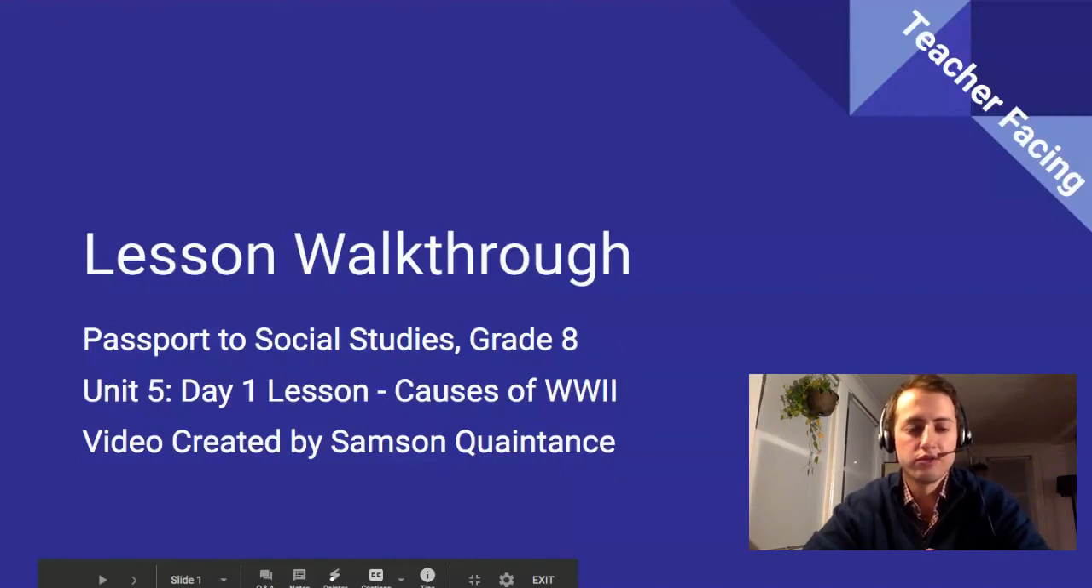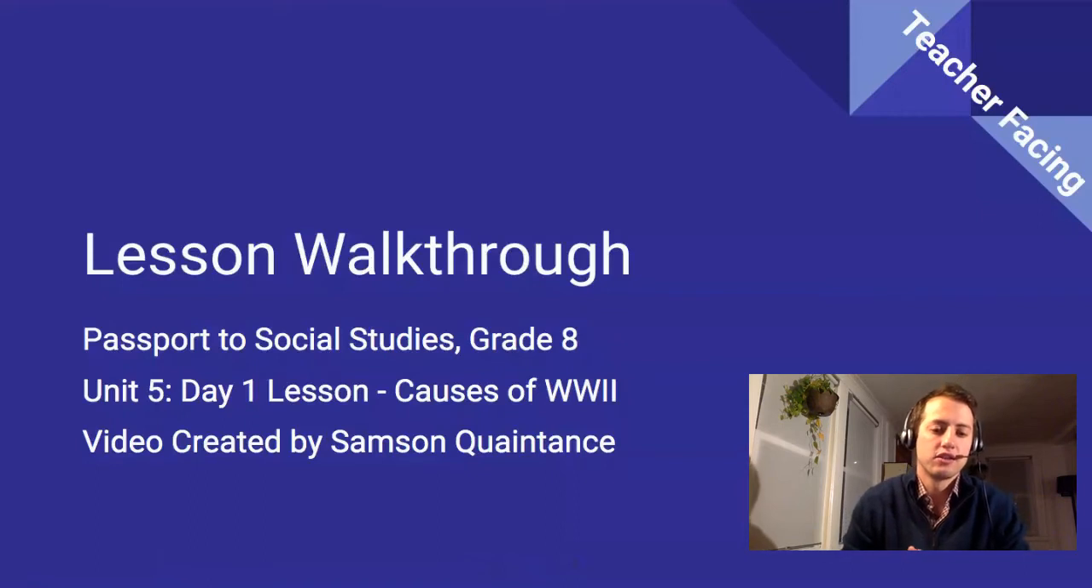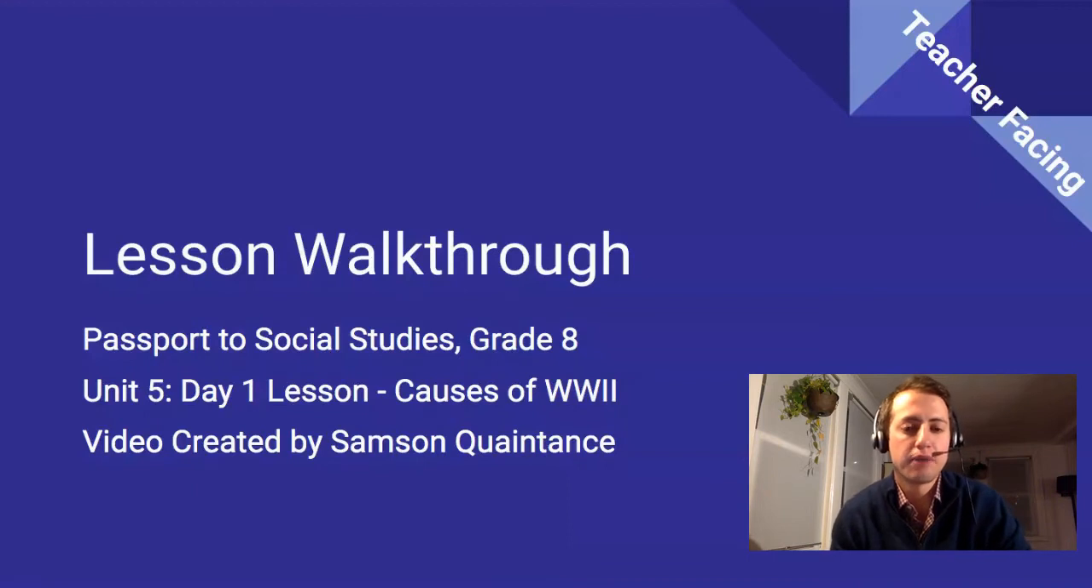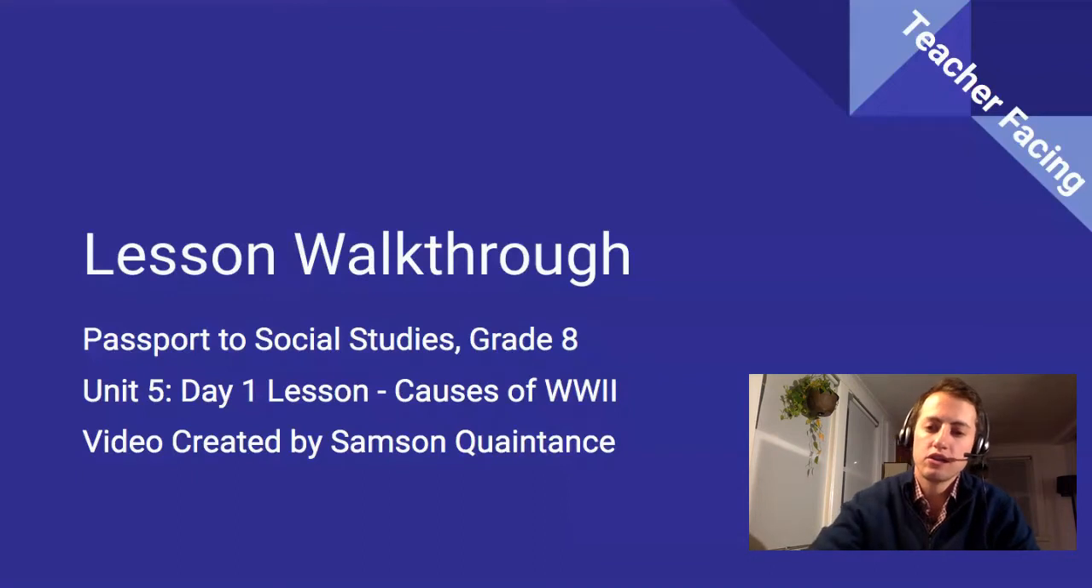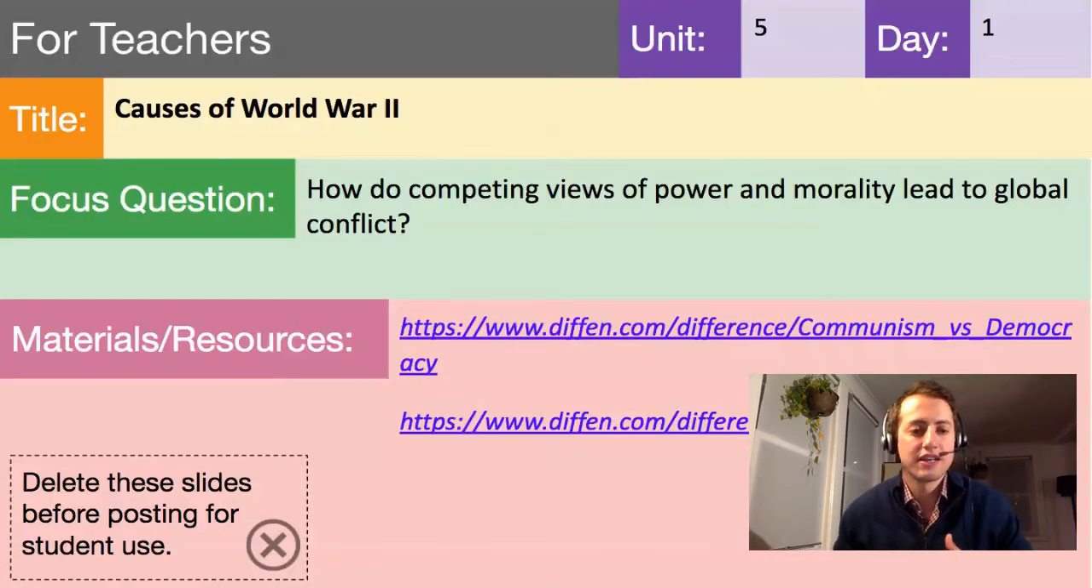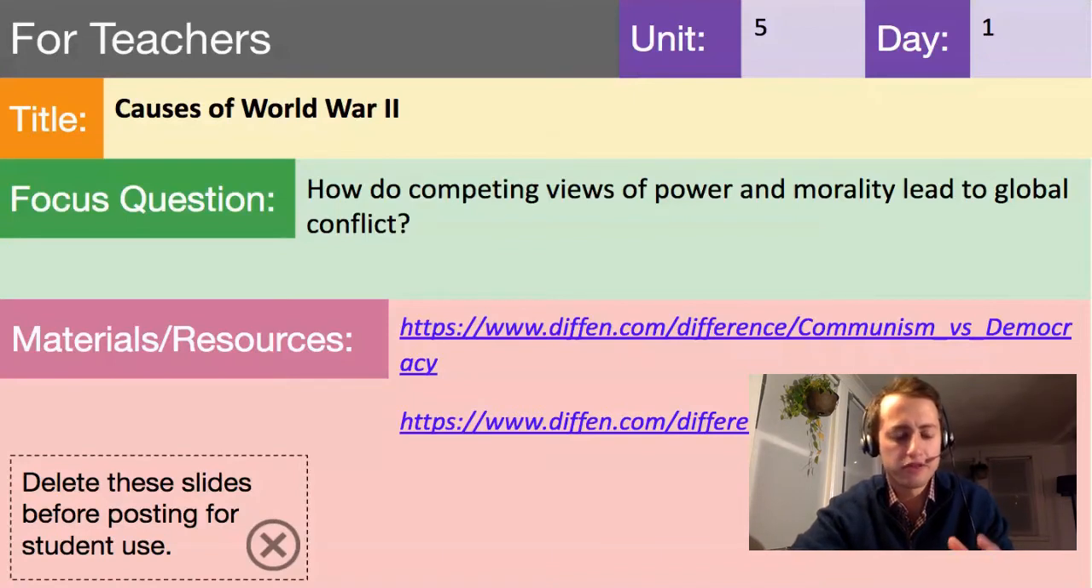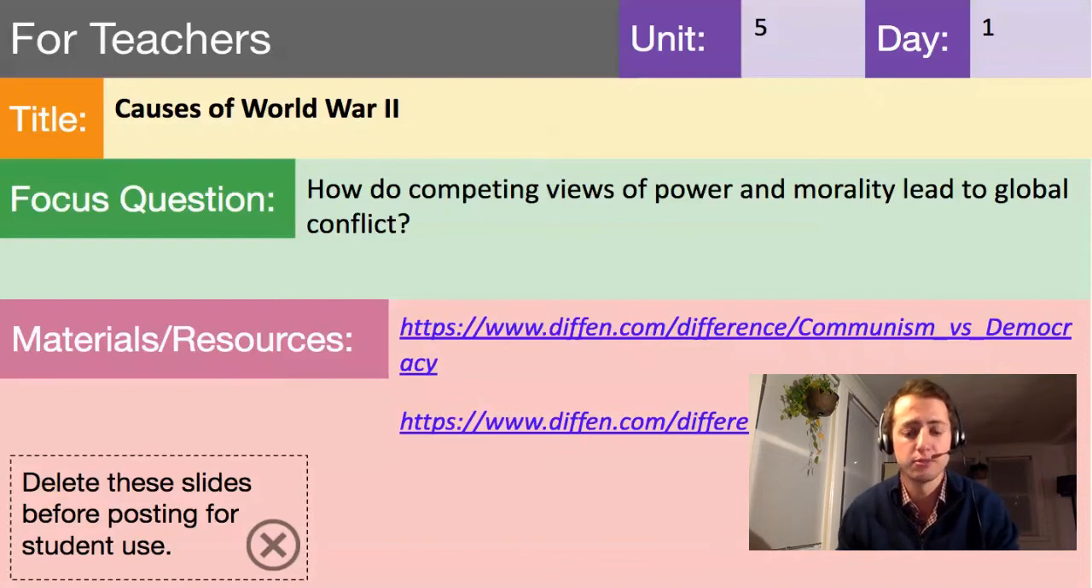I'm going to walk through Unit 5, Day 1, Lesson Causes of World War II, which is the first lesson in the Passport to Social Studies 8th grade curriculum, Unit 5. This lesson can be found in TeachHub, and students are going to look at 3 different political systems: communism, democracy, and fascism, connecting those to the political changes going on in Europe right before World War II in Russia, Germany, and Italy.